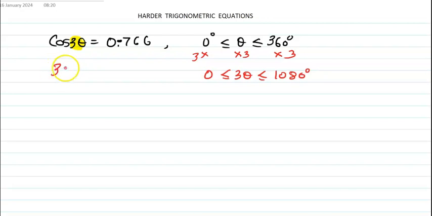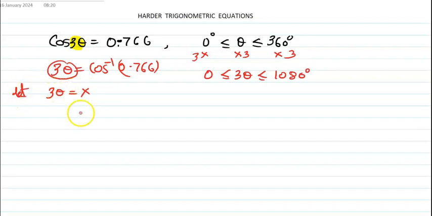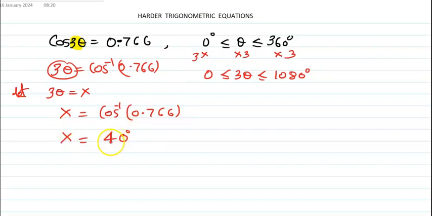So 3 theta equals cos inverse 0.766. And this 3 theta you suppose as x. So let 3 theta be x. So x is cos inverse 0.766. Once you put the calculator in degree mode, x comes to nearly 40 degrees. Is that okay? So x is 40 degrees.